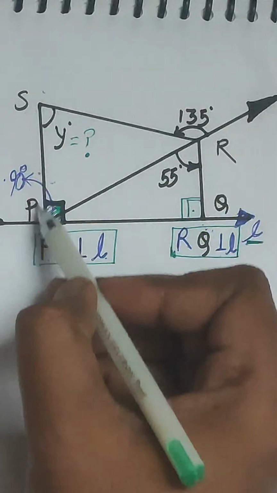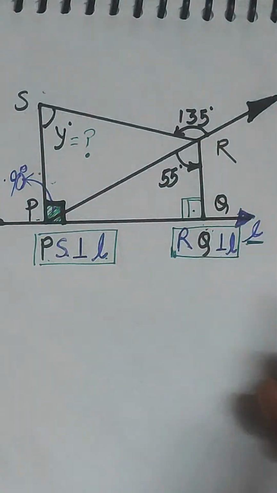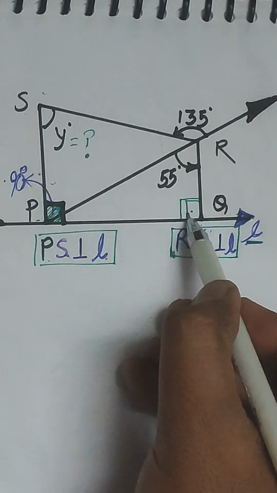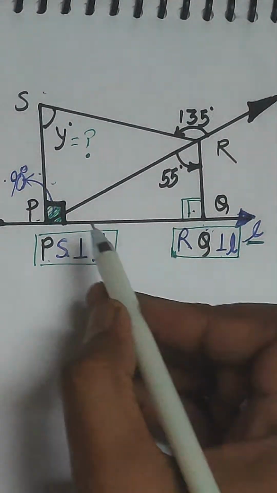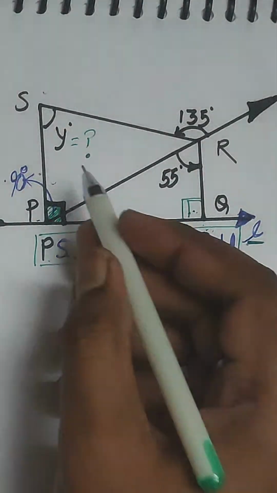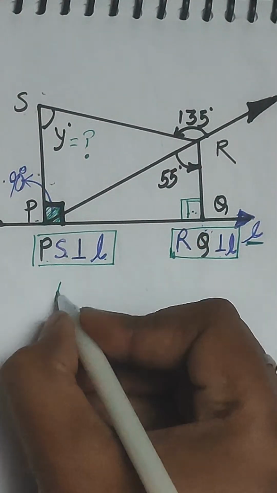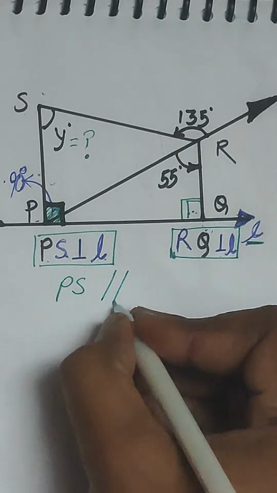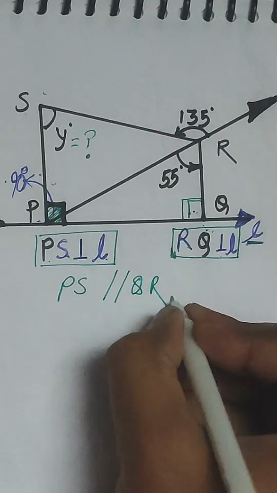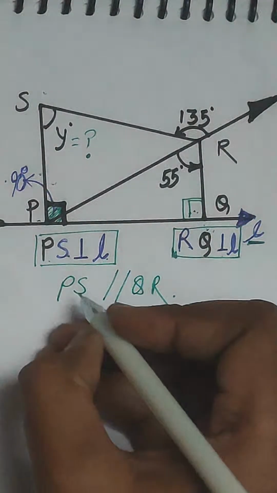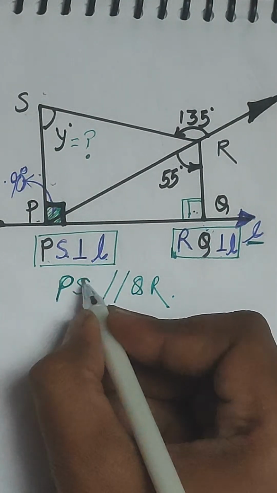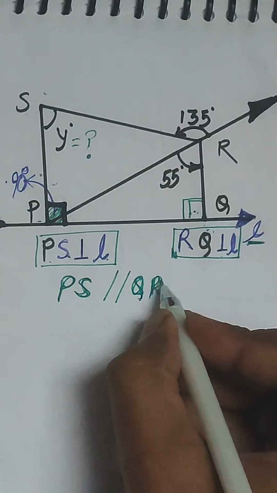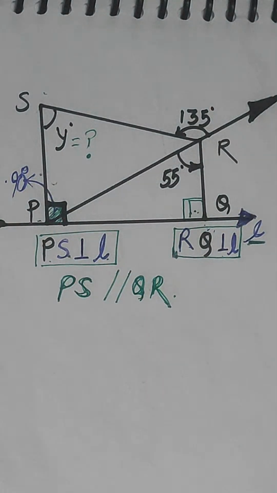That means PS and RQ are parallel to each other because the sum of co-interior angles is 180 degree and these are equal. So we can say that PS, this line, is parallel to QR. Tell me whether we can write it like this or not. Hope you understand. Any query you can put up into the chat box.